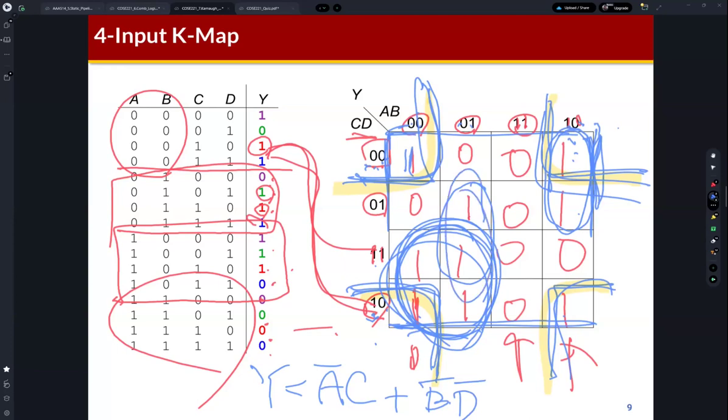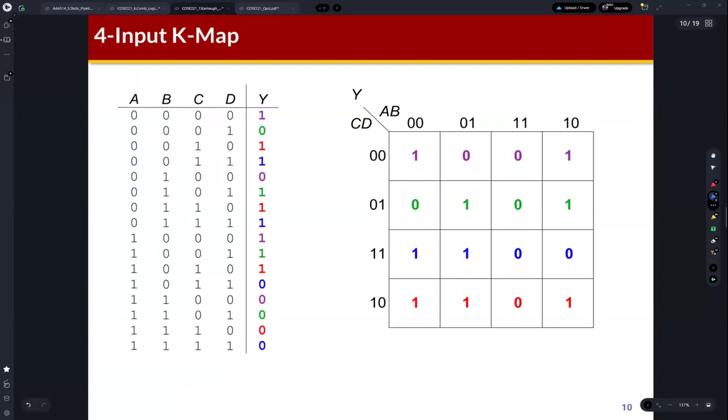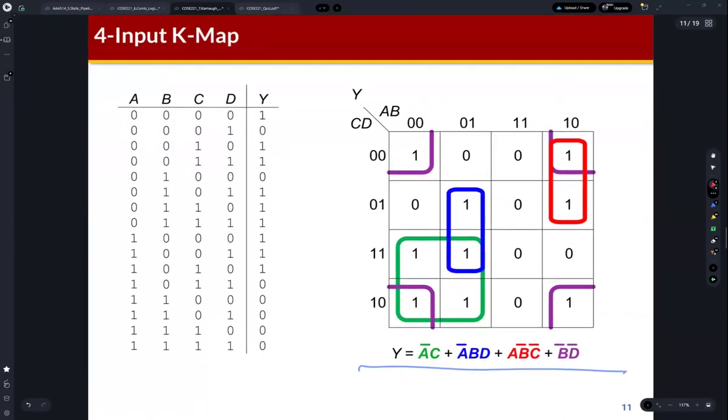So how about the other circles? We can apply the same rule, making the equation for this circle and the equation for this circle. So this is the final result. If you look at this slide, you can see how the ones are mapped like this. Also, this is the final result.